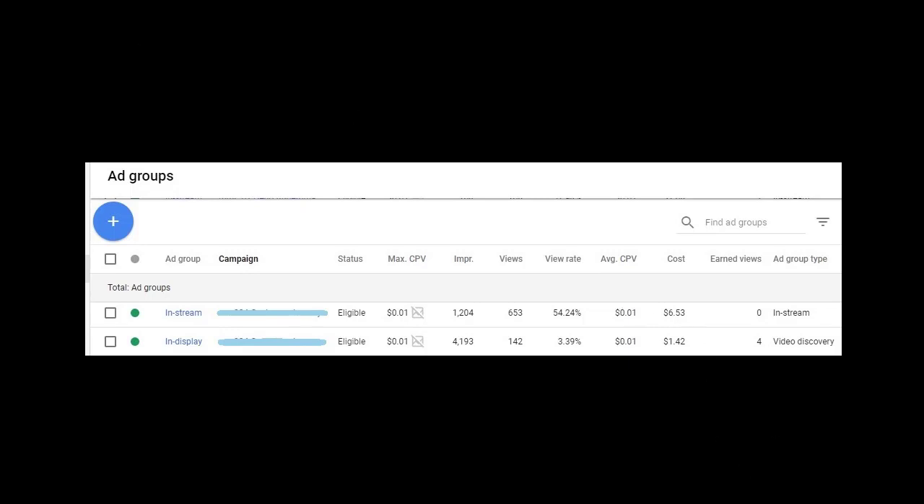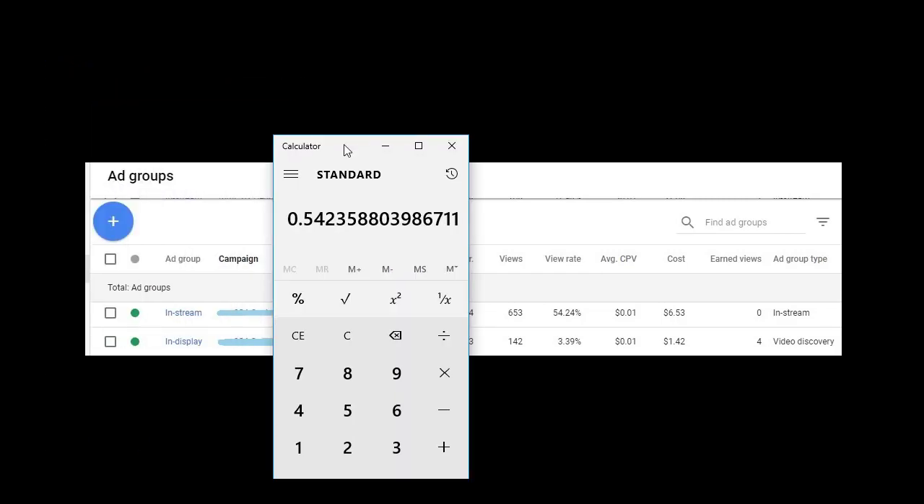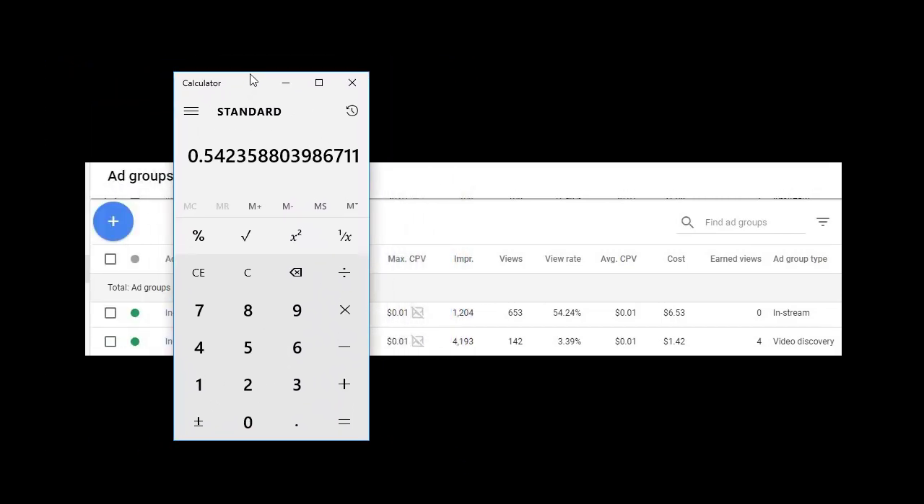Now, if you'd like to, you can go ahead and take a look at that view rate of 54.24% in this case, and you can calculate it by taking the views, in this case 653, and dividing it by the 1,204 impressions. And in this case, we see the 54.24% here, 5424. And that would be that 54.24%. Just in case you wanted to check and make sure Google wasn't lying to you.